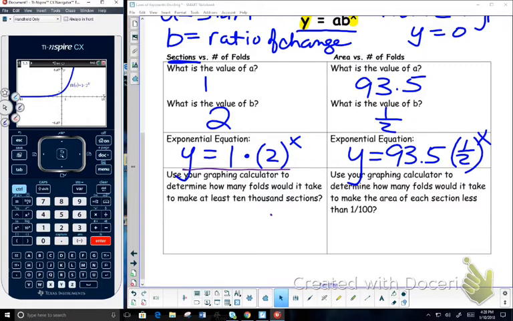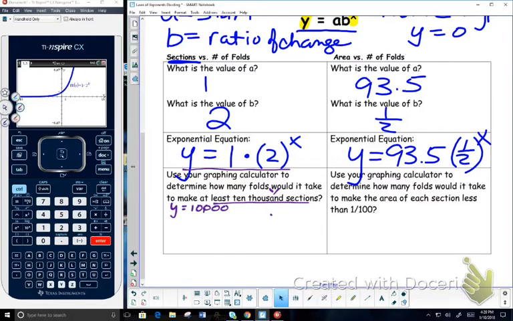We now also, it says, use your graphing calculator to determine how many folds it would take to make at least 10,000 sections. Well, keep in mind, to know that, we've got to know what's x and what's y. Every time we folded, that was our x value, so the 10,000 sections is actually a y value. Well, that means in our calculator, we want to put y equals 10,000, because all we have to do is find out where those two intersect.